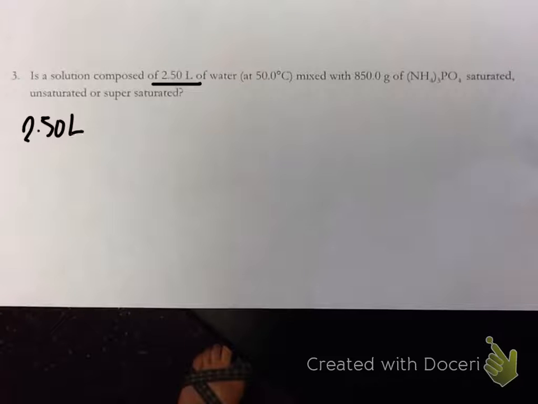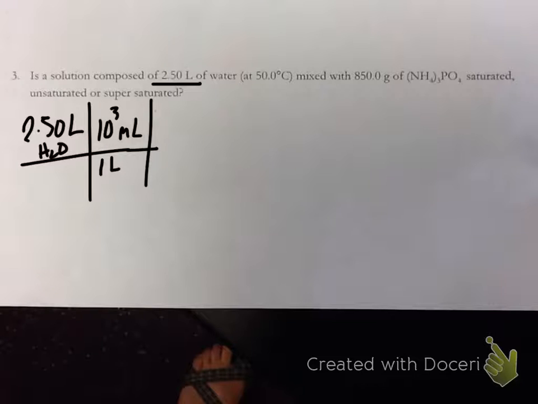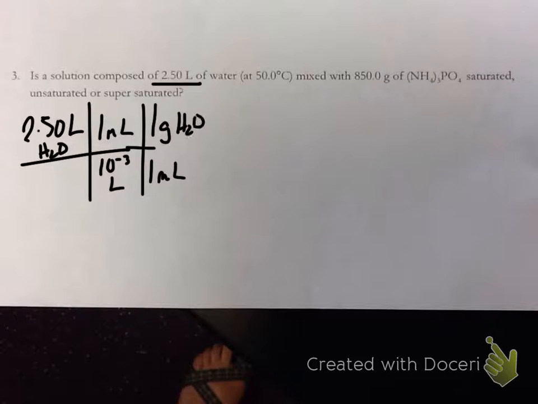2.50 liters of water. We need to be in grams of water, so 1 liter is 10 to the third milliliters. Oh, I should do that in reverse: 10 to the negative third liters is equal to 1 milliliter, which gets us into milliliters. 1 milliliter of water is 1 gram of water.